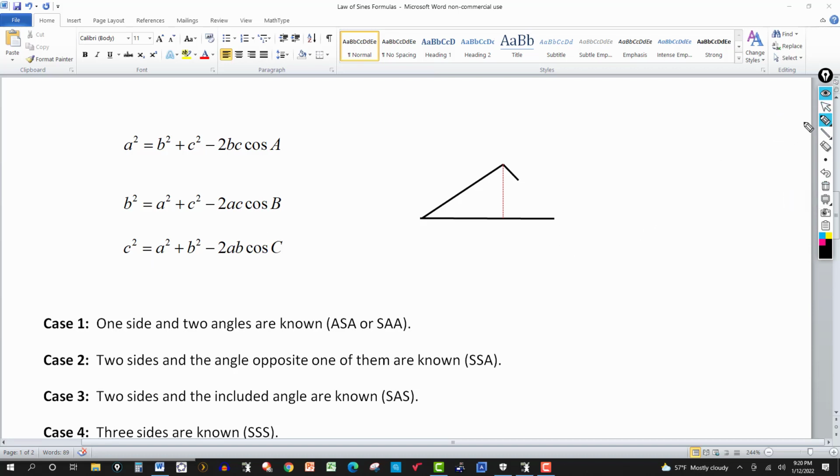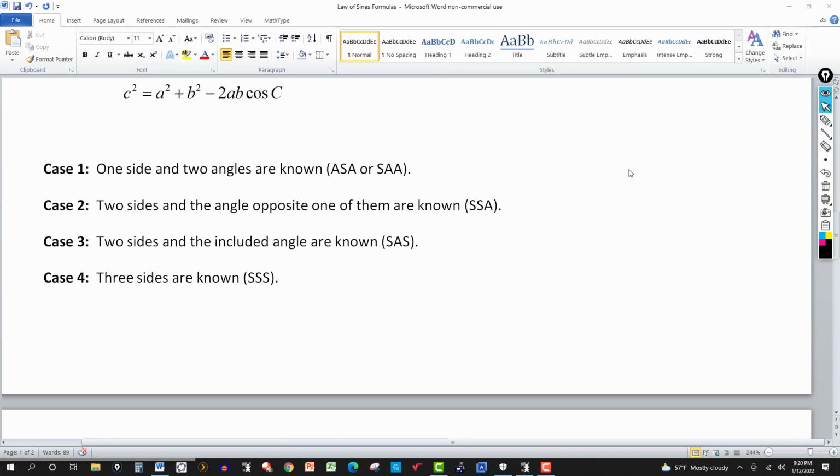Now, there are four cases that we're going to look at. We'll go into more detail in the next video. Case 1 is a situation where you're given one side and two angles. The notation could be angle side angle or side angle angle. These will have one solution, one triangle possible.